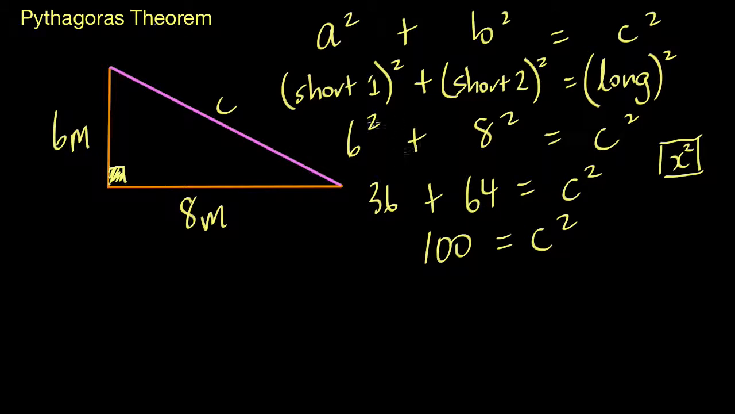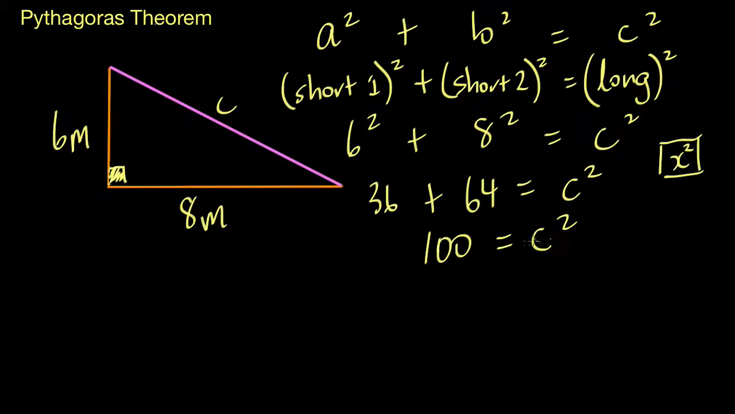Now, if you think about this, we've got 6 times 6 gives you 36. 7 by 7 gives you 49. 8 times 8 gives you 64. 9 by 9 gives you 81. And then we've got 10 by 10, or 10 multiplied by 10 will give you 100. So the number that multiplies by itself to give you 100 is 10.